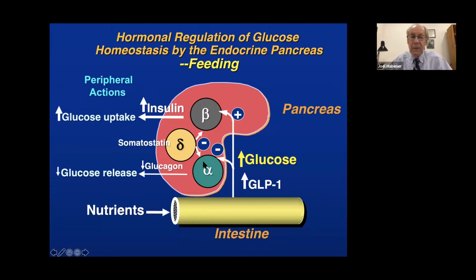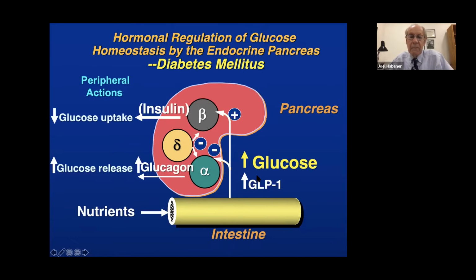In the feeding state, we have just the opposite. Glucose goes up with nutrients coming in, and insulin is stimulated, and glucose uptake is stimulated. The glucagon is suppressed in the feeding state. But there's also, in addition to the increased glucose, this co-secretion from the intestine of glucagon-like peptide 1, GLP-1.